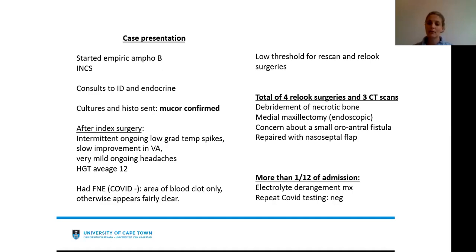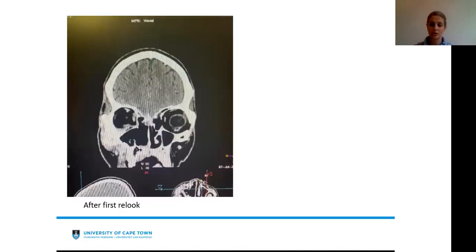So more than a month later, this gentleman having been in hospital with significant electrolyte derangements that required ongoing management, and having repeat COVID testing just to make sure that he was in fact COVID negative, the gentleman was discharged.